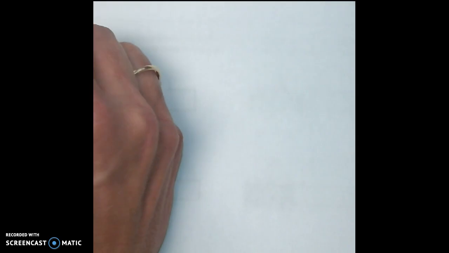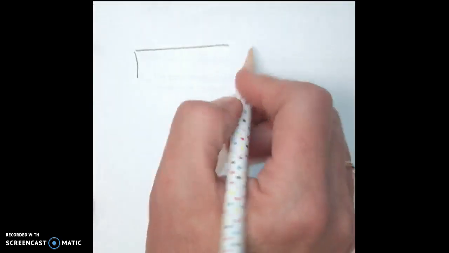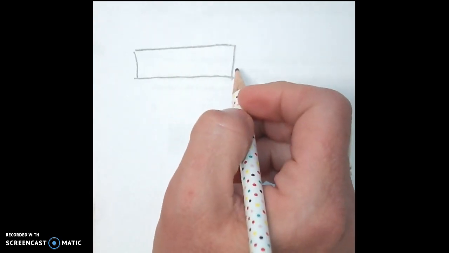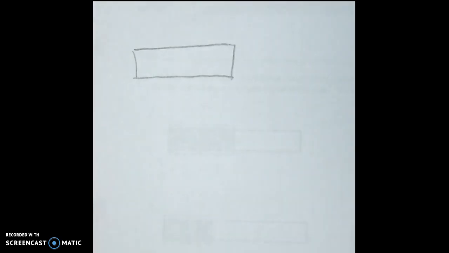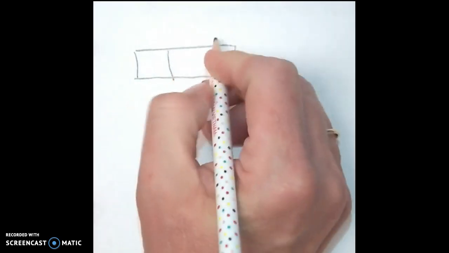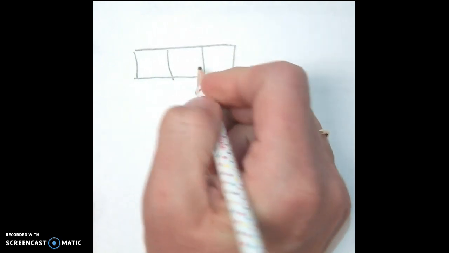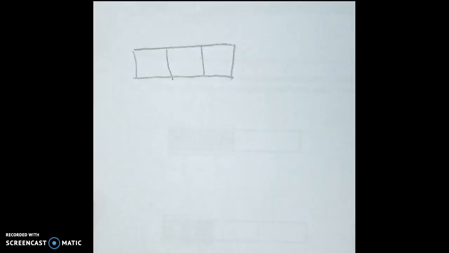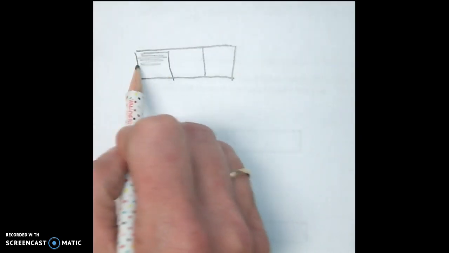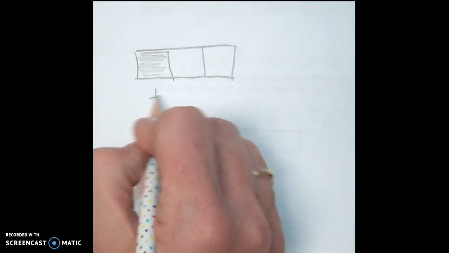Alright, so what I'm going to do is draw a tape diagram that represents 1. Let me move that over so you can see better. Okay, that says 1. I'm going to break that tape diagram up into thirds. And now I'm going to shade in 1/3. So this is 1/3.